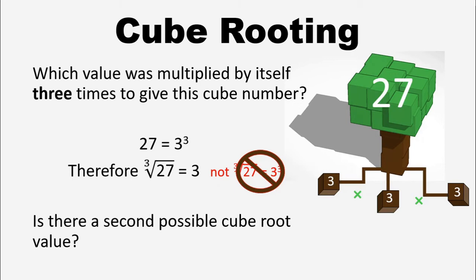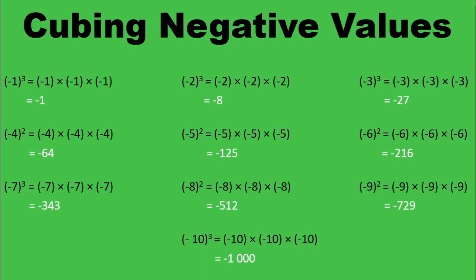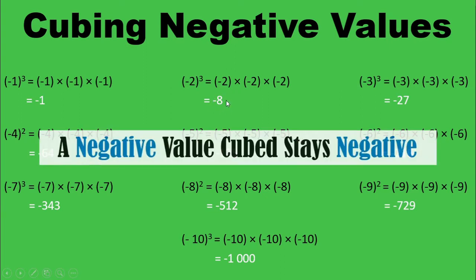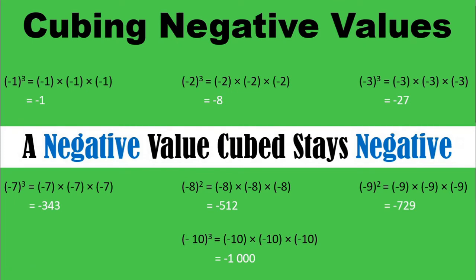Let's think about when we cubed negative numbers now. When you multiply a negative number by a negative number, like negative 2 times negative 2, we get a positive result. But then we take that positive result, so positive 4, and we multiply it by a negative number again, and we get a negative answer. A negative value cubed will stay negative.